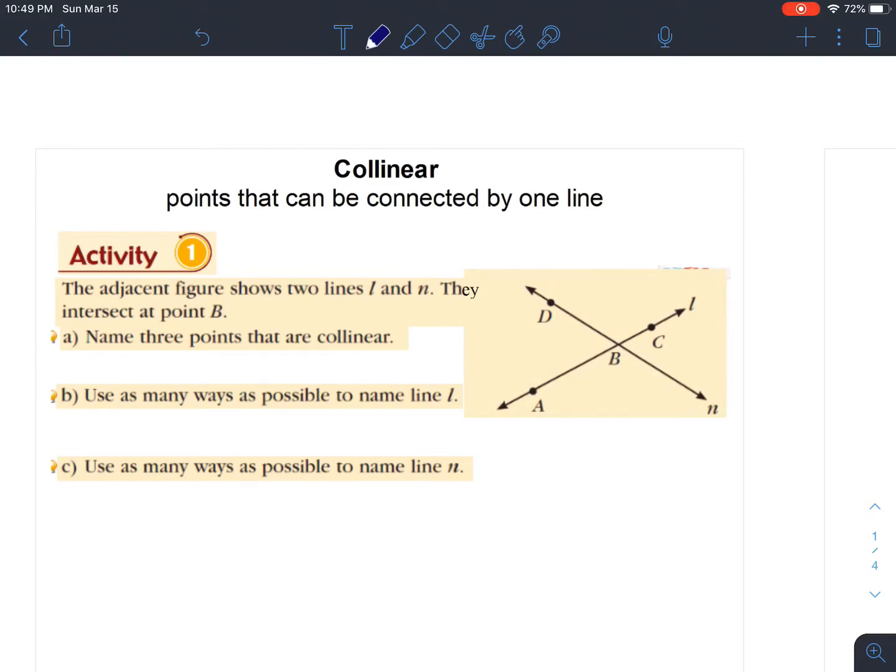So what I want you to do is go ahead and pause the video and try to answer these 3 questions. After you are done, start the video again, and then I will explain how to do that.